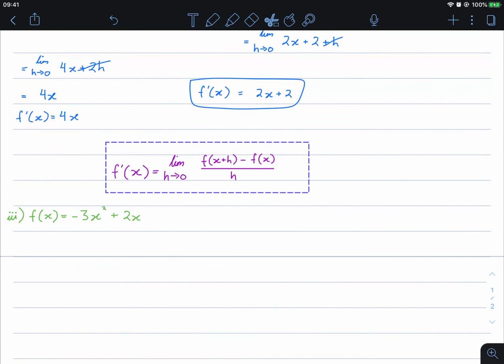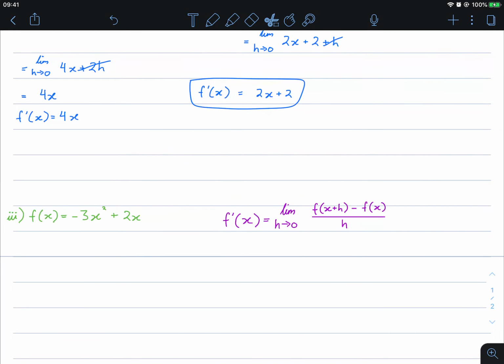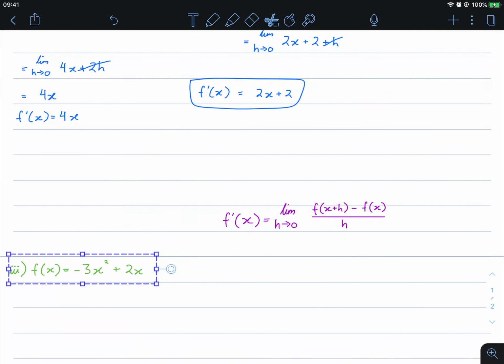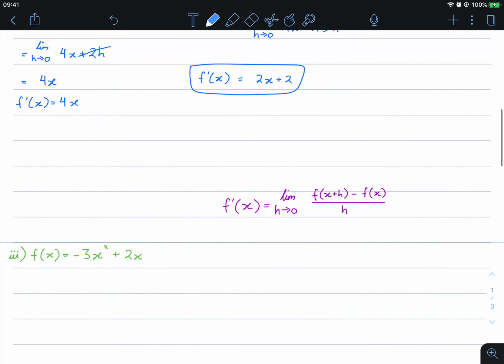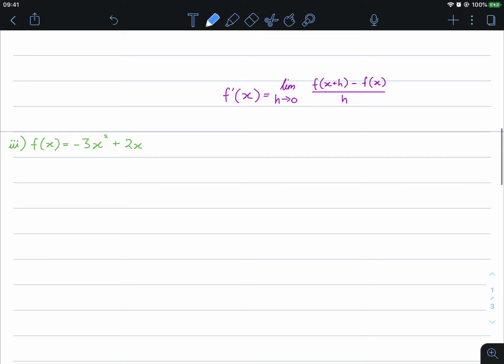I hope that gave you an insight into it. I'm just going to do one last example. You don't have to watch it all the way through, but yeah, you can move on to the exercises from this point.